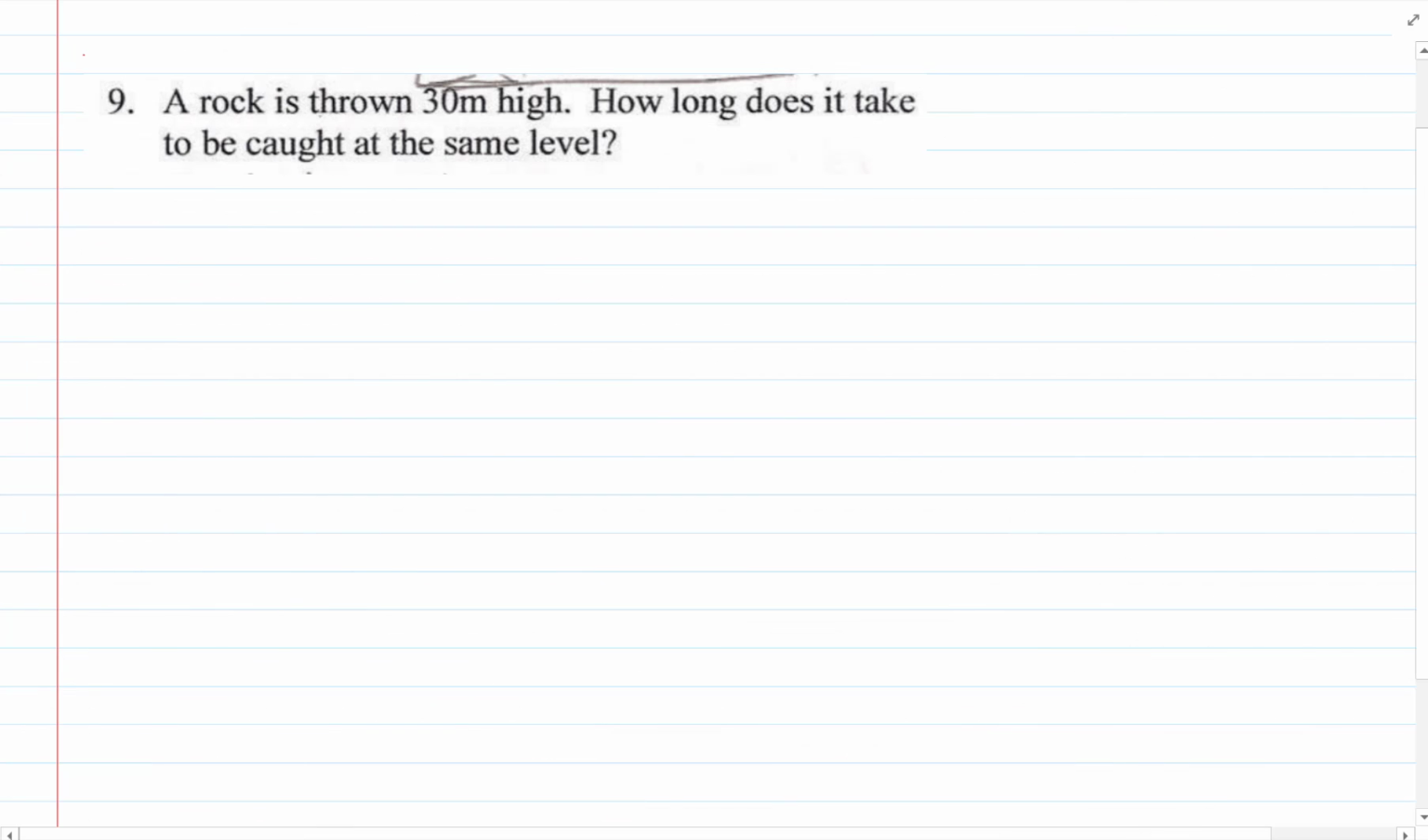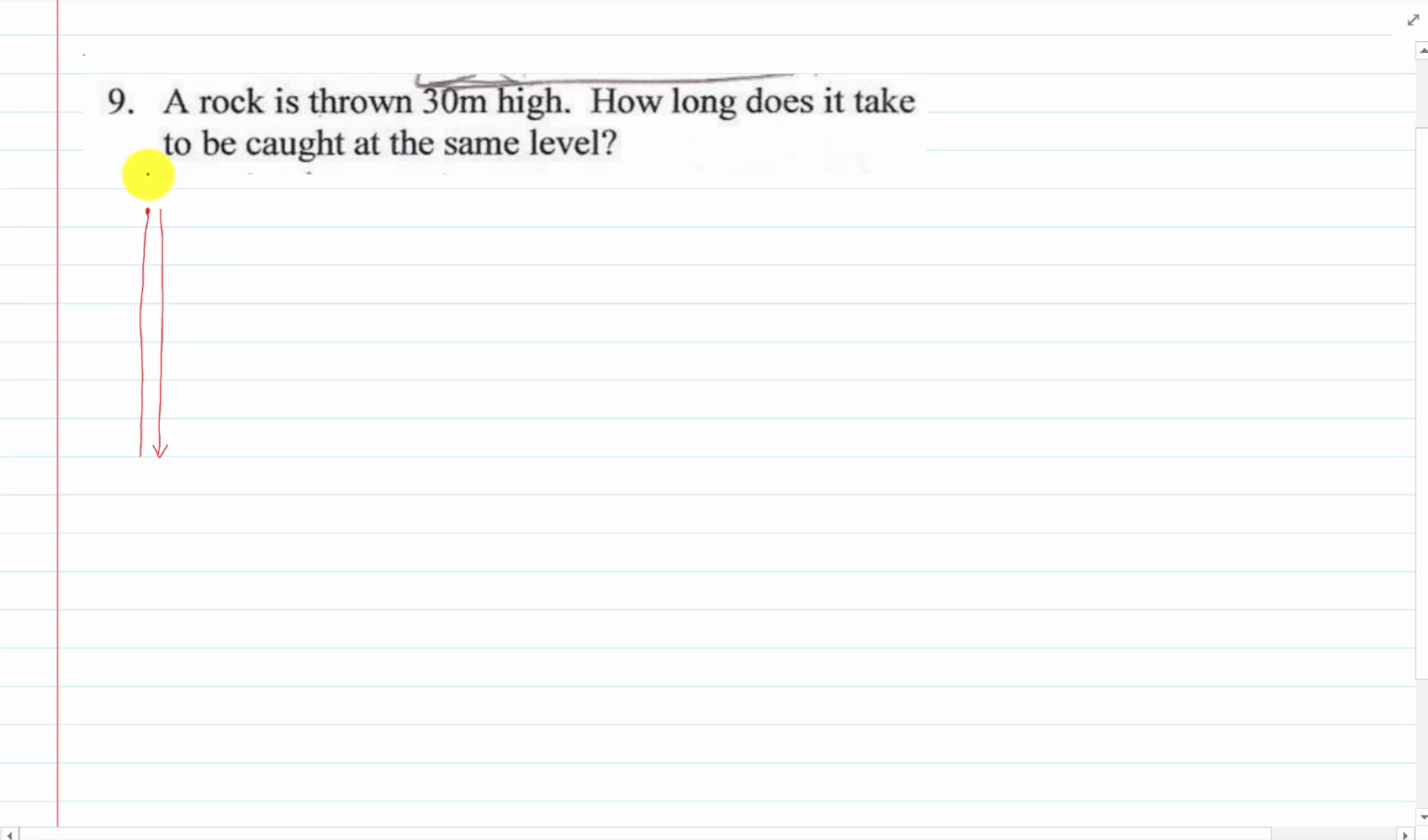Welcome back, physics fans. We're going to do question number 9 from the acceleration worksheet here. A rock is thrown 30 meters high. How long does it take to be caught at the same level? So it's thrown, it goes all the way up, it stops, and then it starts coming right back down and caught. So there's two parts to this, or we can try to look at it as one large motion, okay?